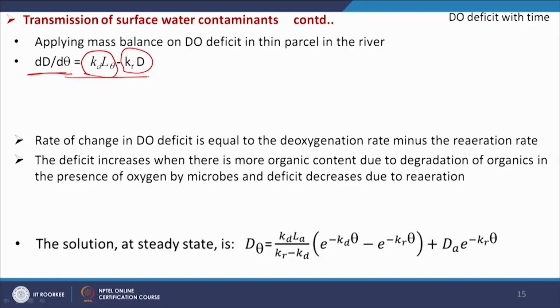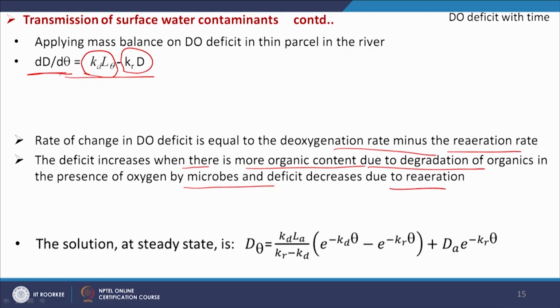So, this is the governing expression which can be used to calculate the deficit. Now, the rate of change in DO deficit is equal to the deoxygenation rate minus the re-aeration rate I have just discussed. The deficit increases when there is more organic content, due to degradation of organics in the presence of oxygen by microbes, and the deficit decreases due to re-aeration, as we have discussed.